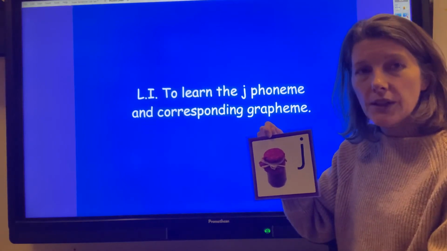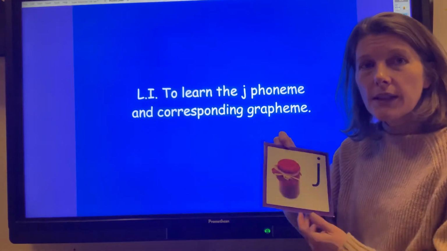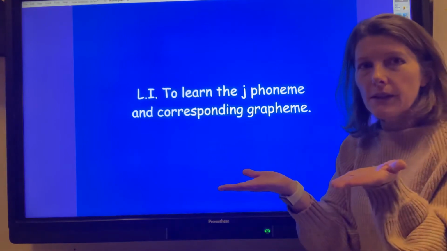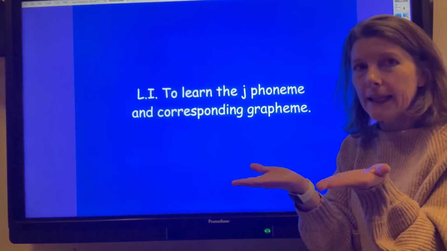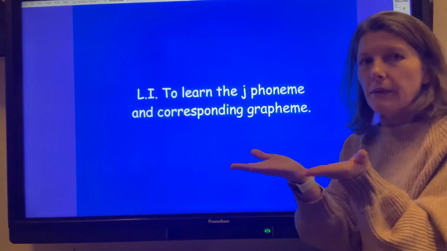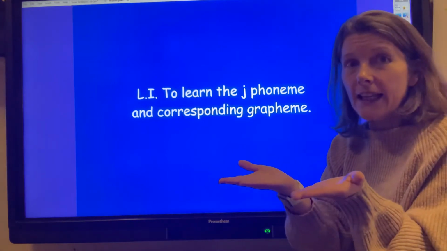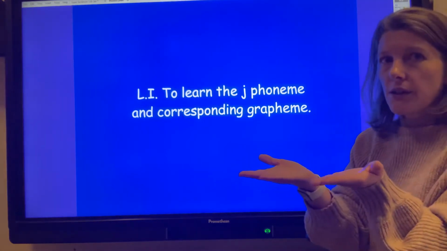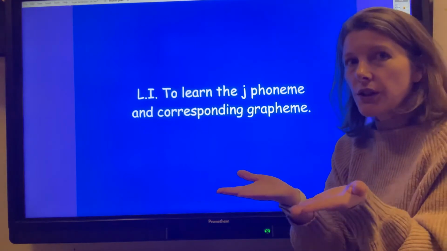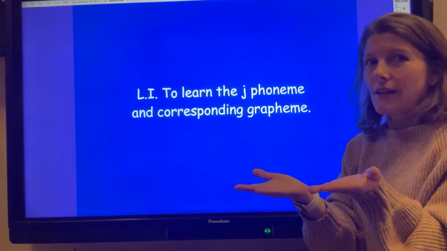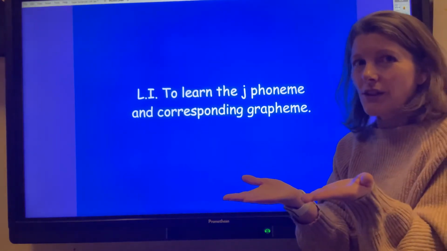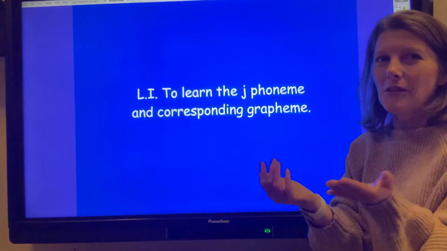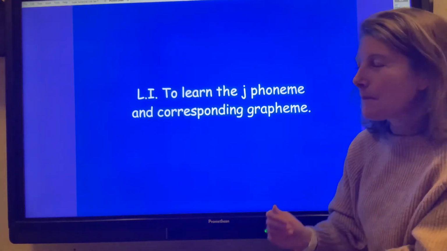And the action that we do for J is like this. We hold our hands out like we have got a plate, and then we wobble around like we are carrying a jelly on a plate. And we say J, J, J. Can you try that? J, J, J. Oh my goodness, you look very wobbly.